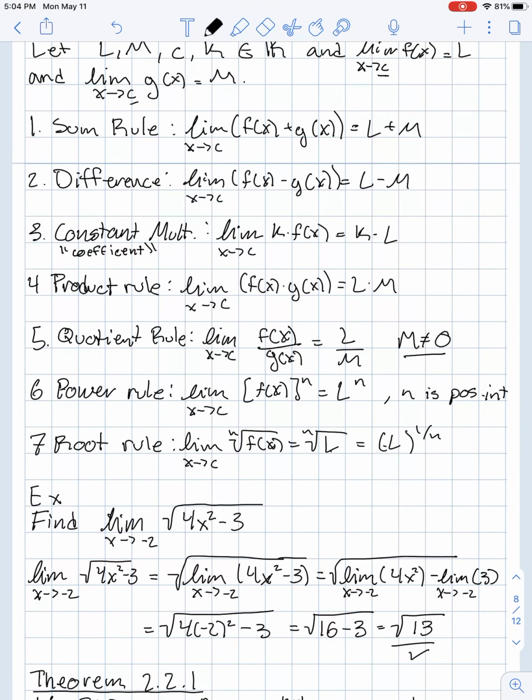I ask you to find the limit as x approaches -2 of the function square root of 4x squared minus 3. I write that down below, and then the root rule says I can just bring the limit inside the root. Sum and difference rule says I can just find the limit of each of these terms. Well, I can then use the constant multiple rule and the power rule here to just see that I can plug in -2.